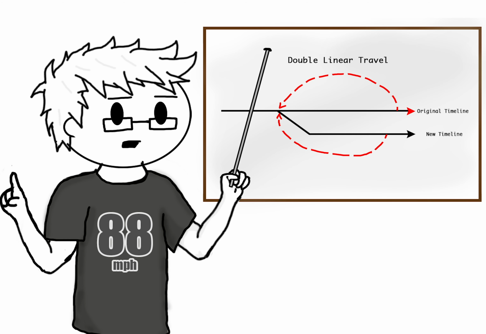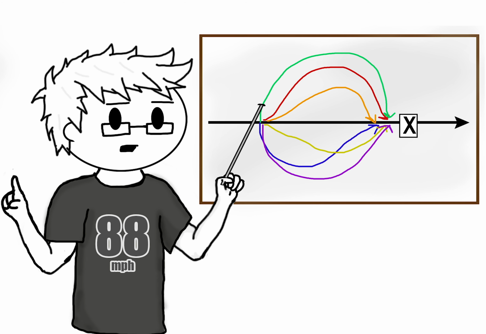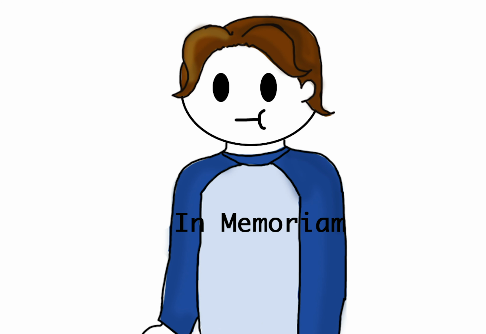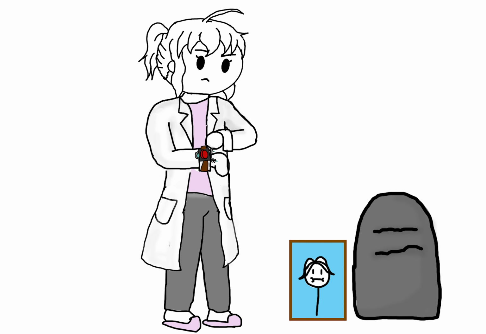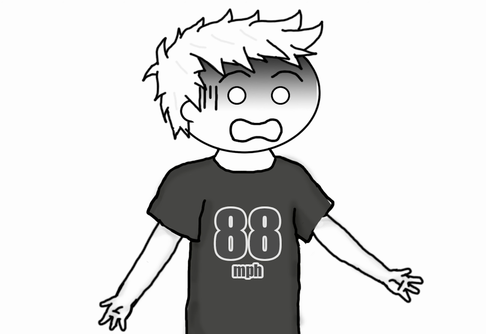Now, this theory is an extension of the double linear theory, in that the traveler keeps going back to fix the timeline, except this time, the traveler keeps going back again and again and again. Let's say that the trigger for the person traveling back in time is the death of someone, so now they must go back in time to try and prevent it. Only the death happens again.